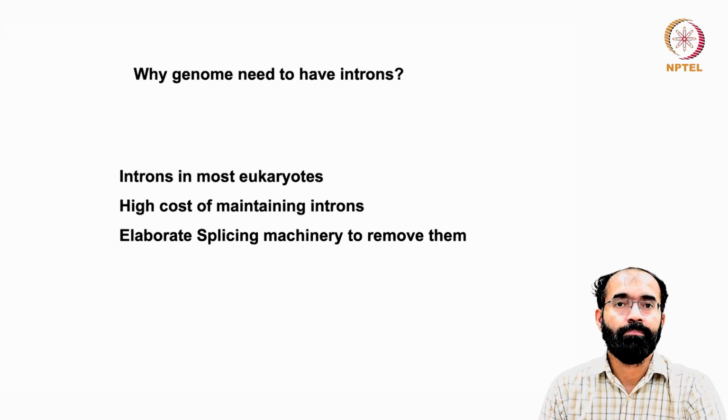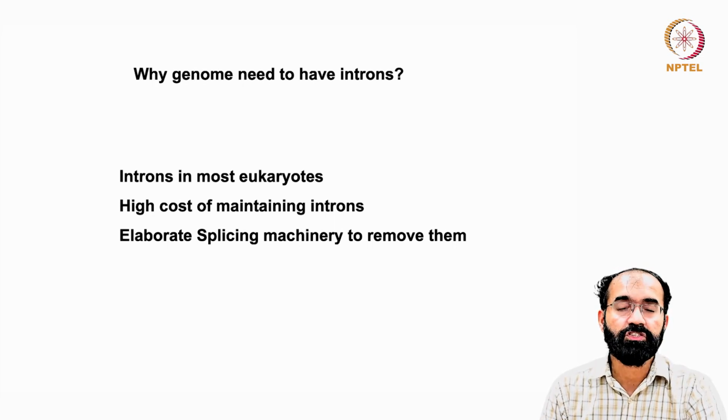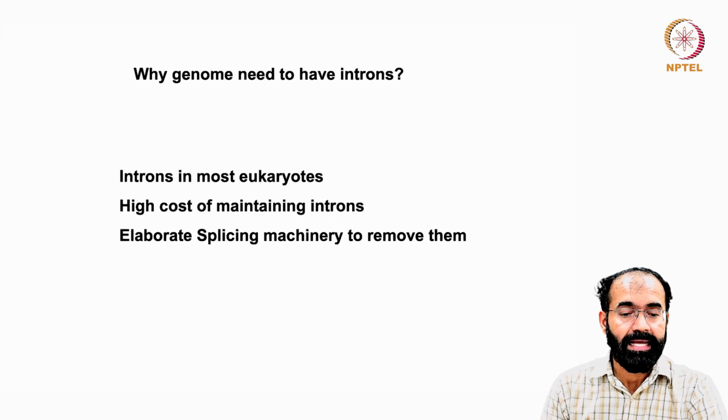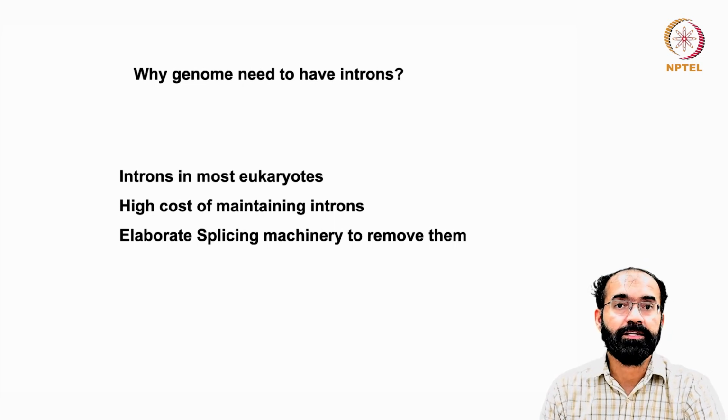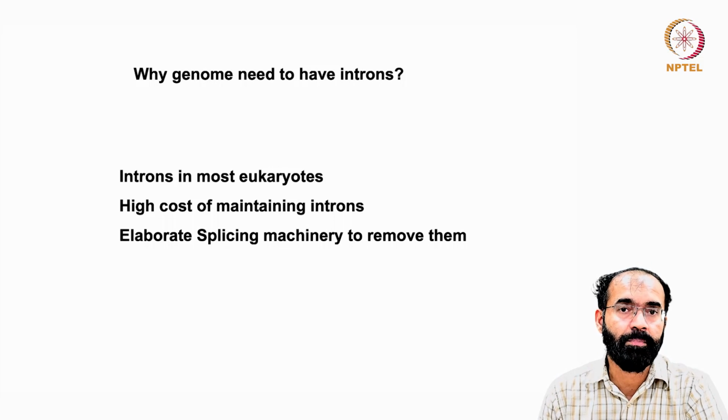Introns are present in most of the eukaryotes. There is a high cost of maintaining introns. An elaborate splicing machinery is needed to remove them. It is just like you created trouble and then solve the problem.